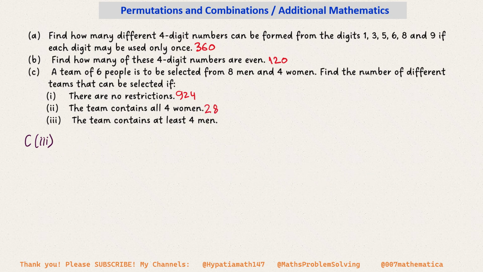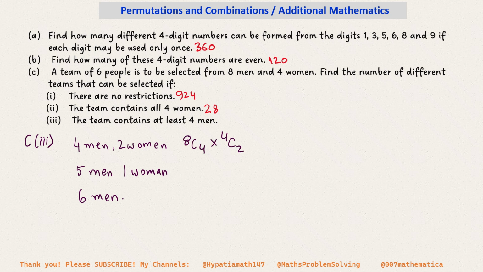Now for the third bit, there are 2 ways of doing this. So I did it this way. There are 3 cases, because it says that the team has at least 4 men. So at least 4 men means it could have 4 men, 5 men, or all 6 men in the team. If it was only 4 men, then there would be 2 women. If there are 5 men, there would be 1 woman, and for 6 men it is all 6 men.